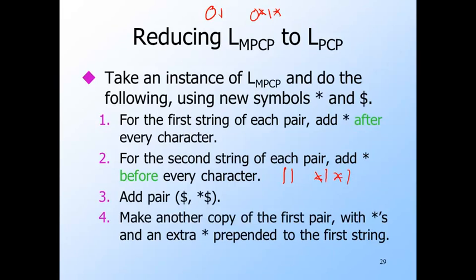And the output also has a second pair based on the first input pair. This pair has stars placed after the symbols of the first string and before the symbols of the second string, just like in rules 1 and 2 on the slide. But the first string also has a star at the beginning. So for example, the pair 0, 1 paired with 0 would become star 0 star 1 star paired with star 0.